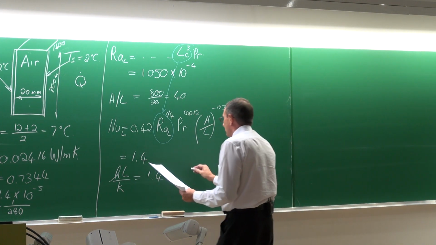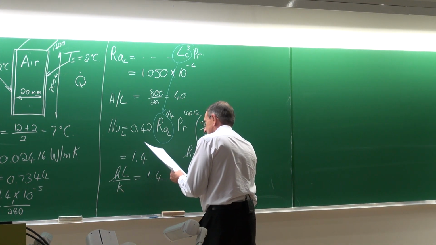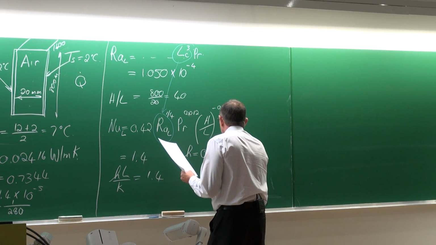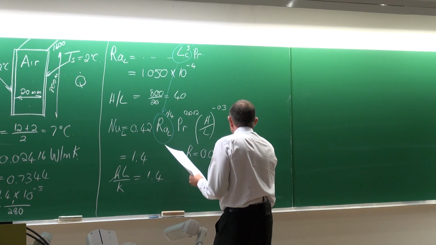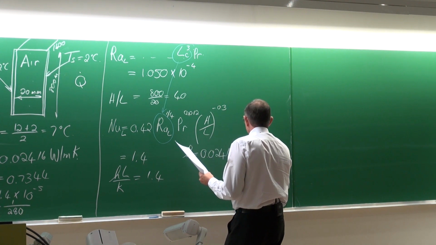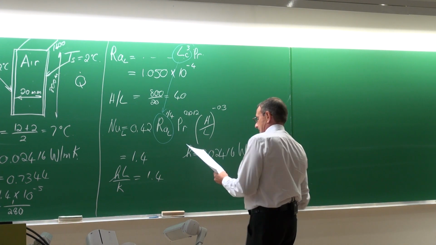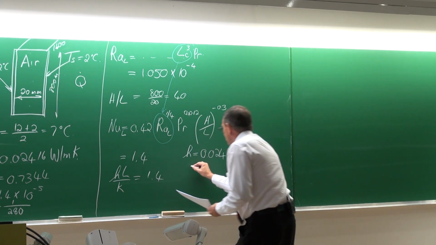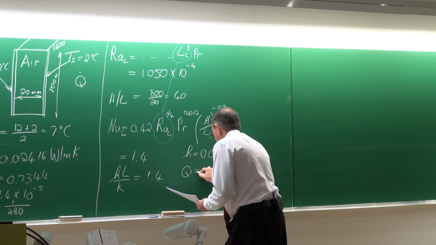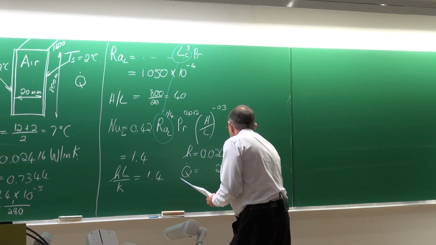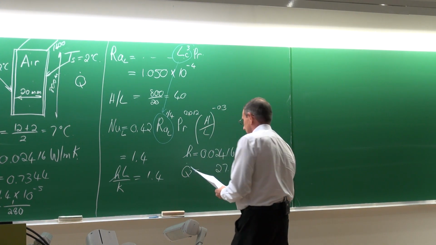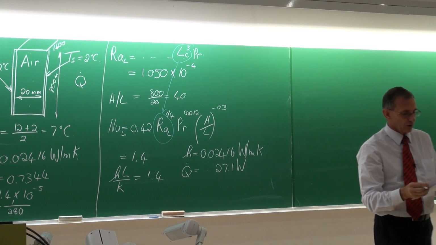And you can go and calculate the heat transfer rate as equal to 0.02416 watts per meter Kelvin. And then you can go and calculate the heat transfer rate, which is equal to 27.1 watts. So please go and do it at home.